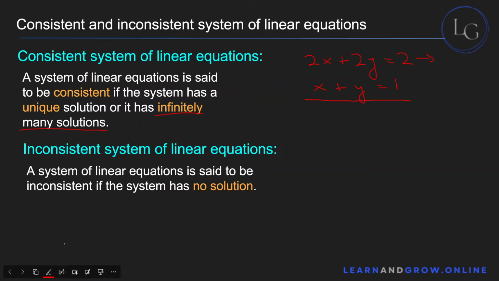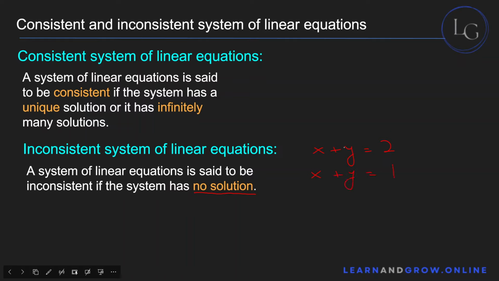So that's that. Now let's discuss inconsistent system of linear equations. For an inconsistent system of linear equations, your system should have no solution. What that basically means is, let's just say you have this here, and let's just say you have this here.